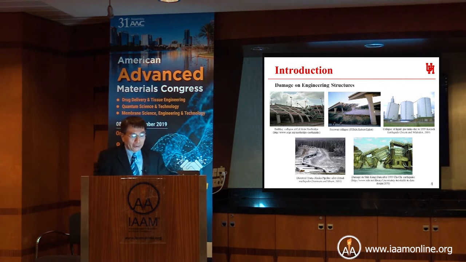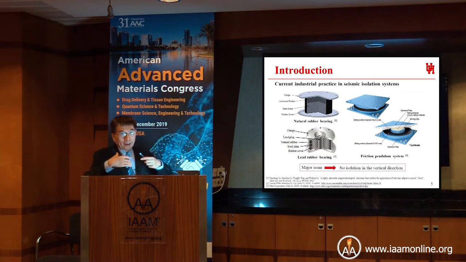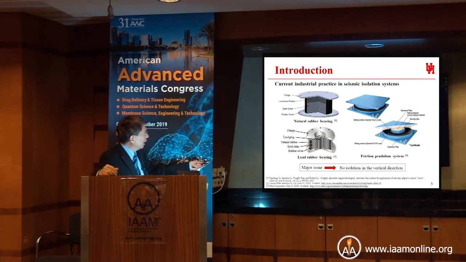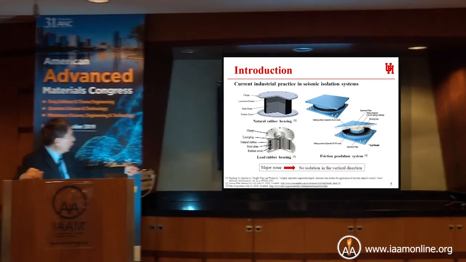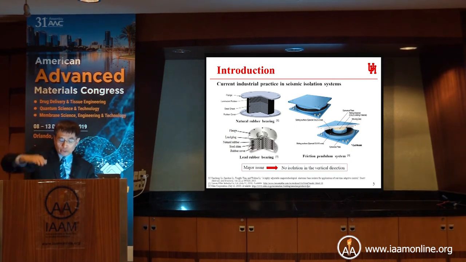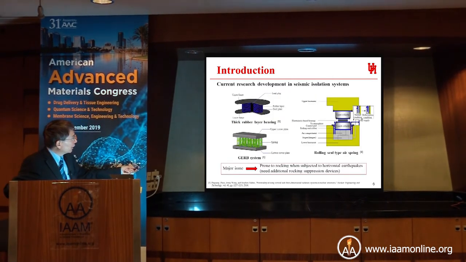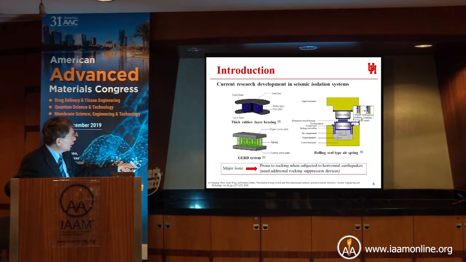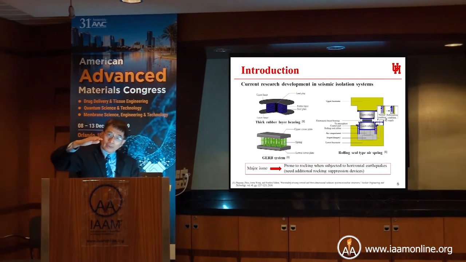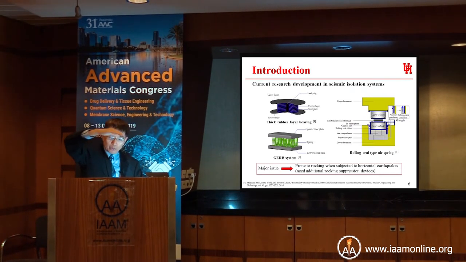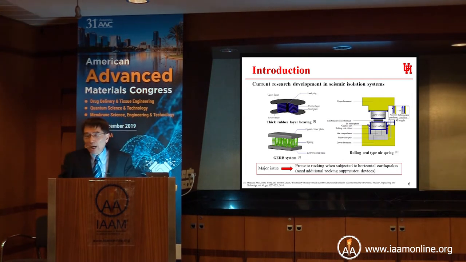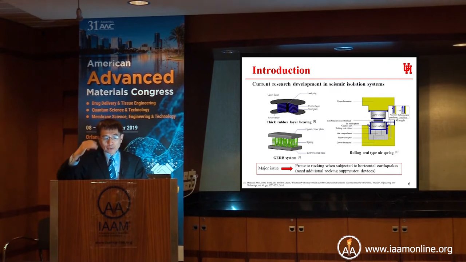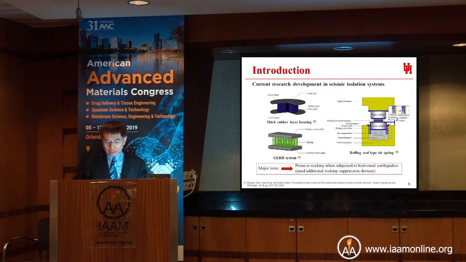Okay, now quickly show you what problem we have in engineering structures. As all of you may know already, just for example, during earthquakes, we have all kinds of damages. And for the conventional isolation system, as you can see right here, the major problem is no isolation in the vertical direction. In addition, conventional isolation systems are also prone to rocking. If you use conventional, it will give you rocking. So the metamaterial I'm going to propose can prevent this problem. We don't have rocking. I will show you, we did tests to prove it. And also, we can isolate the vertical direction vibration.